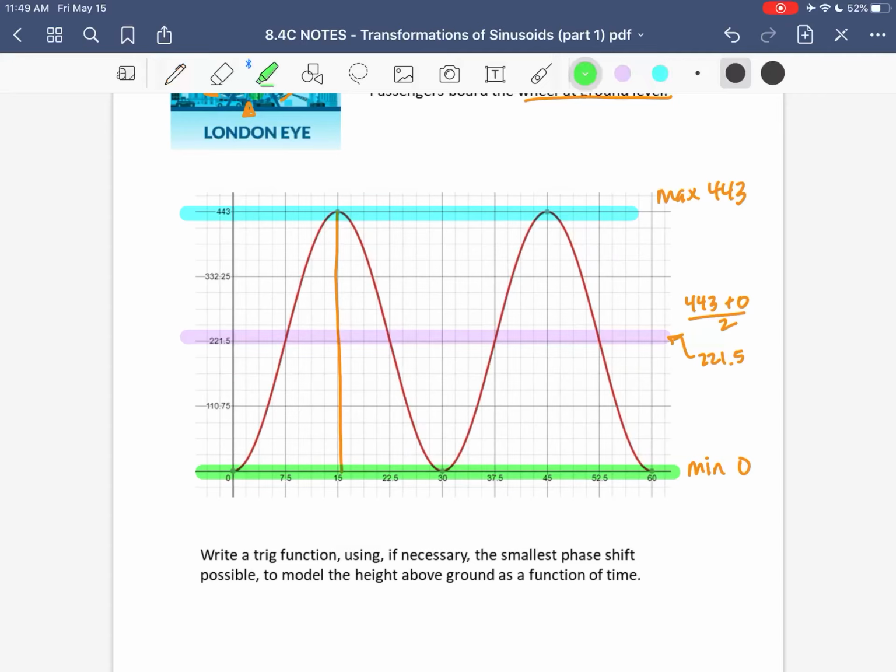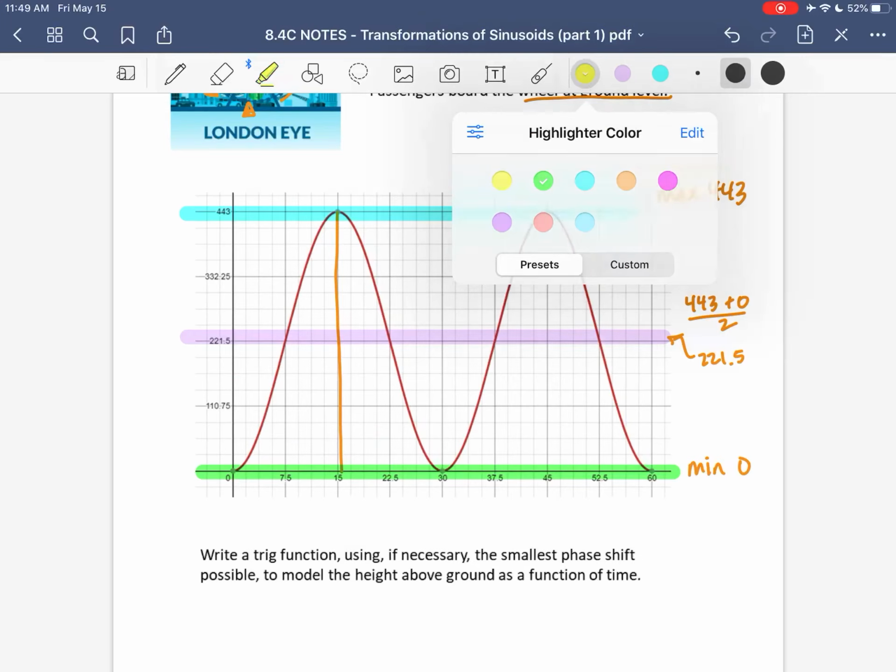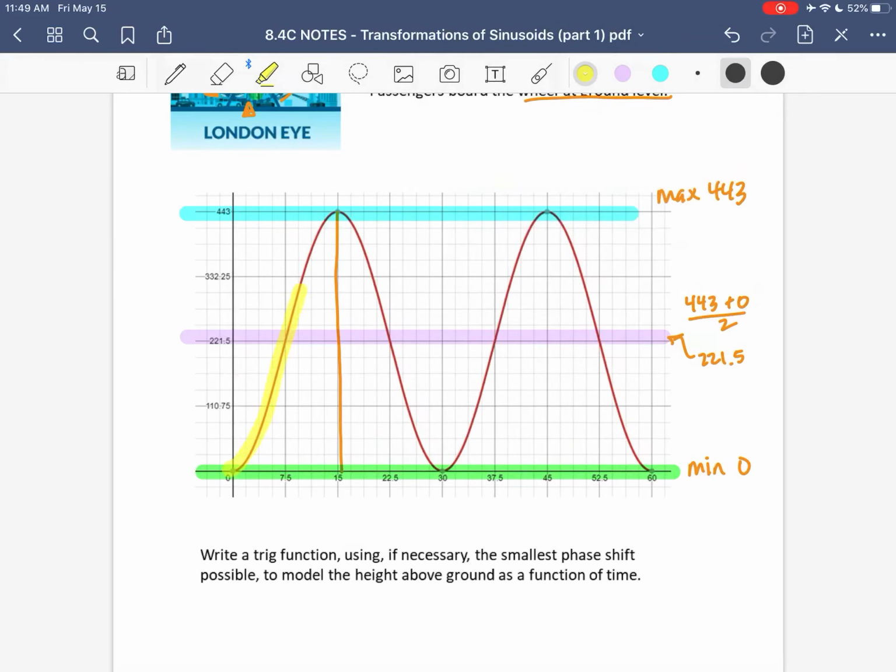All right, so we need to decide whether we want to use a sine or a cosine function. I'm thinking right from the beginning, it starts at the bottom and then goes up. So I'm thinking we could just use a cosine and just have it be reflected, so it starts at the bottom. So I'm going to use cosine.